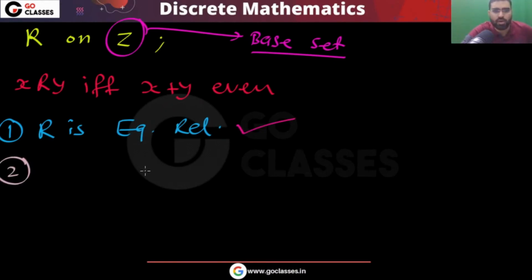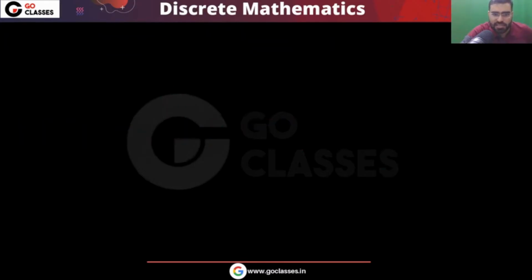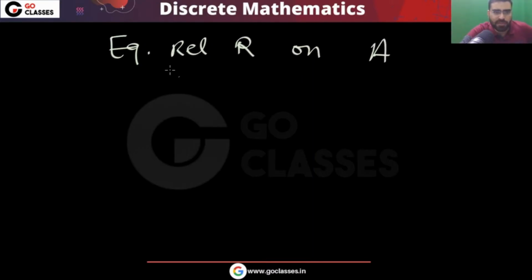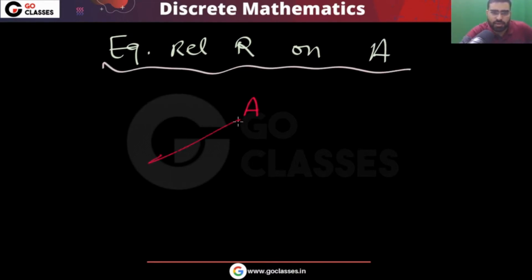Now the second point is very important: if R is an equivalence relation, then it will divide the base set into equivalence classes. It will partition the base set into equivalence classes. This is what an equivalence relation does. Whenever you have an equivalence relation R on a set A, this relation will partition A into equivalence classes, like equivalence class 1, equivalence class 2, and so on.